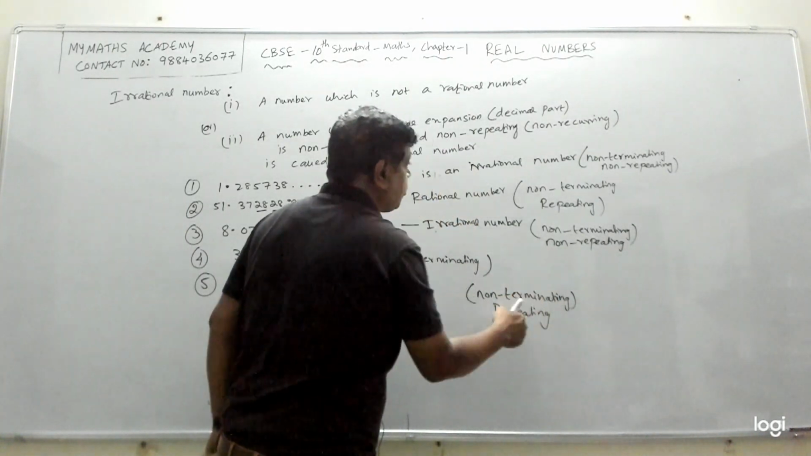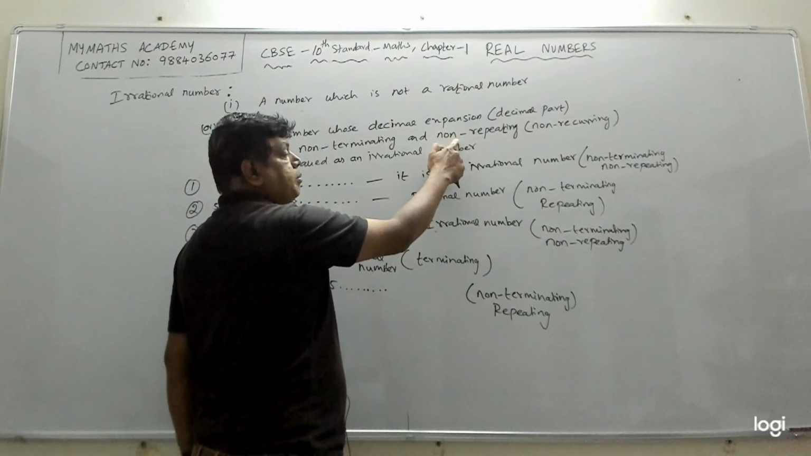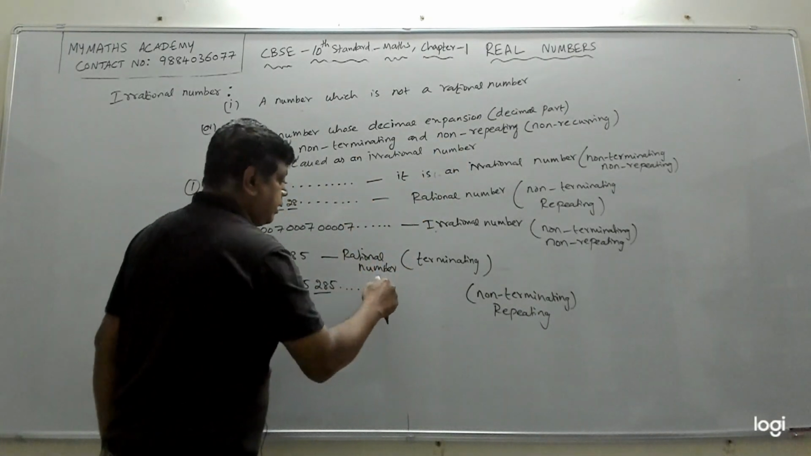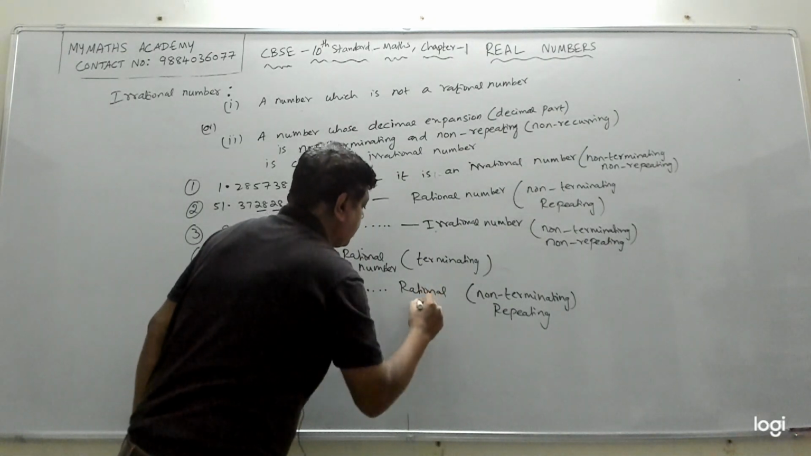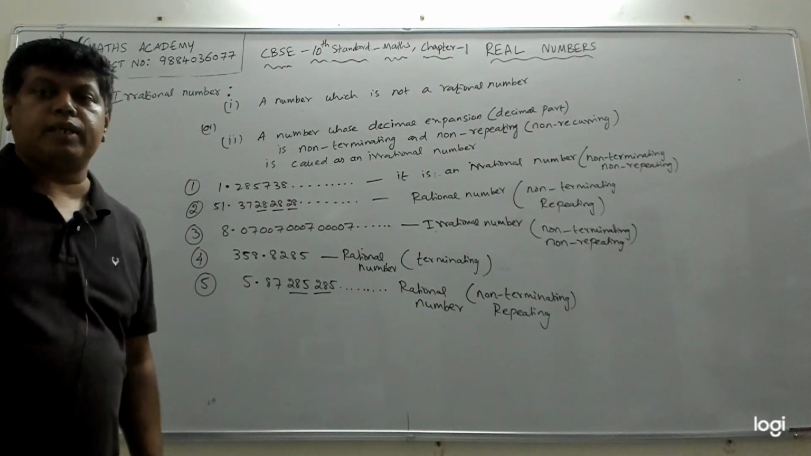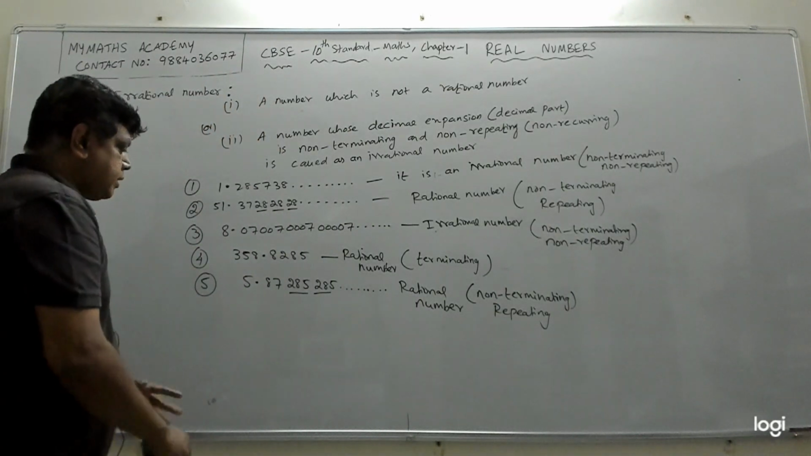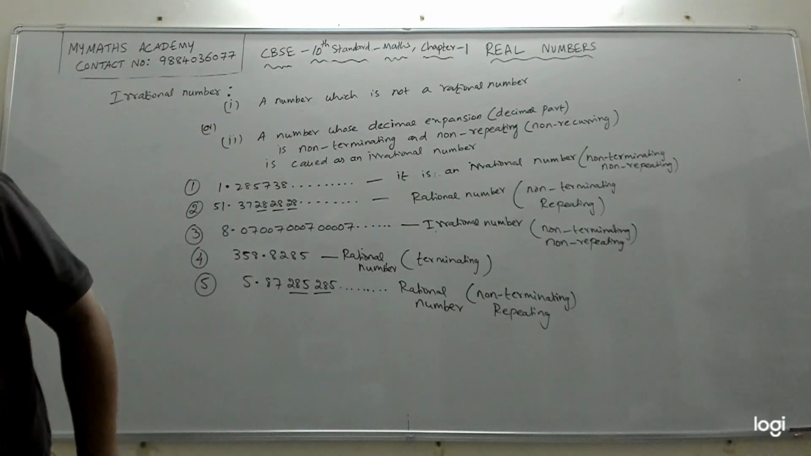Non-terminating and repeating means what? I need non-repeating, but it is repeating. So this condition has failed. Therefore, it is not an irrational number. It is a rational number. Clear? So a number is either rational or irrational, right?